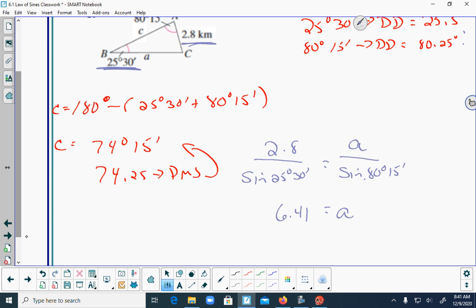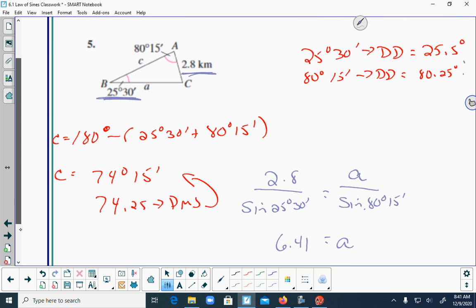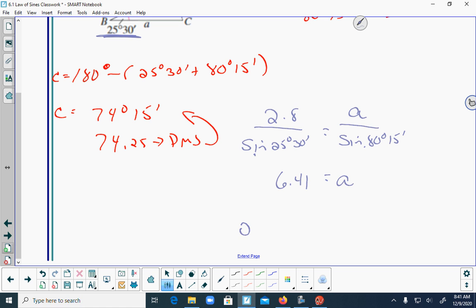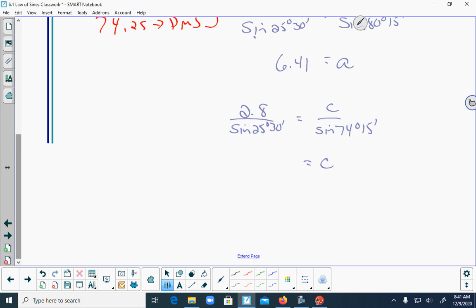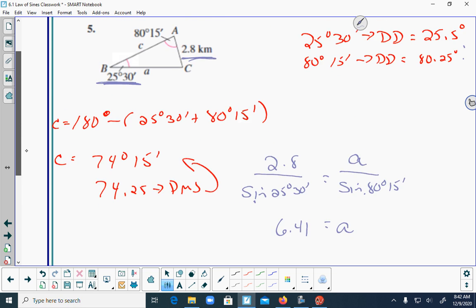And then I'm going to find side C, sticking with this proportion: 2.8 over the sine of 25 degrees 30 minutes is equal to C over the sine of 74 degrees 15 minutes. When I do that work on my calculator, C ends up equaling 6.26. So that's just a matter of throwing it in your calculator, doing the numerical solve.